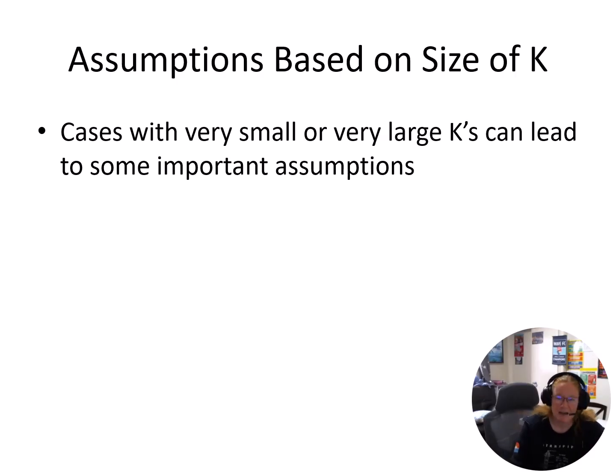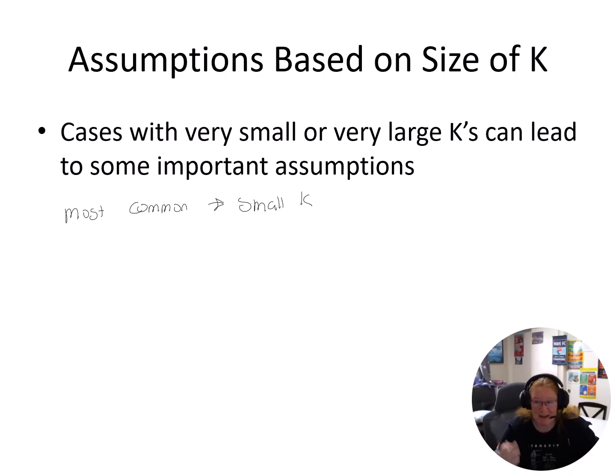All right? The most common, again, is going to be very small K. Okay, most common is small K. Again, up till now, we've been super lucky with our math. We haven't had to do anything crazy like solve a quadratic. So let's look at an example here.